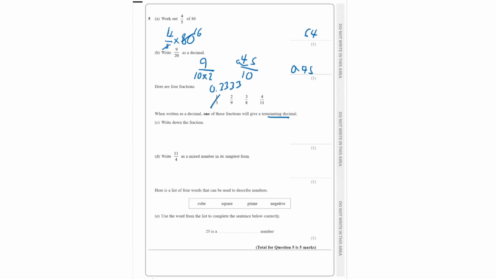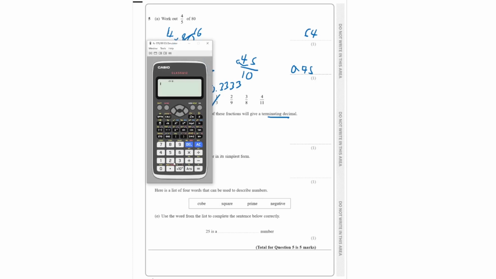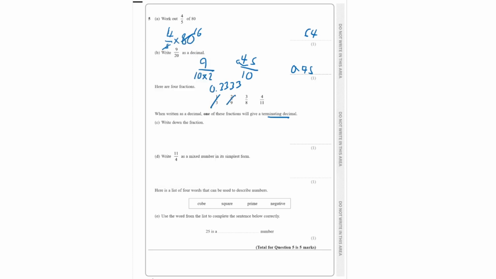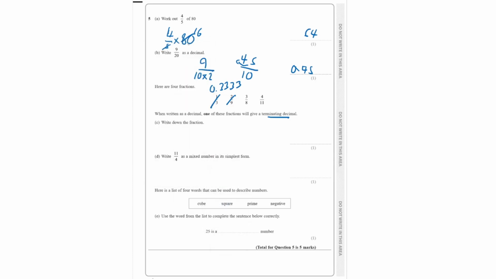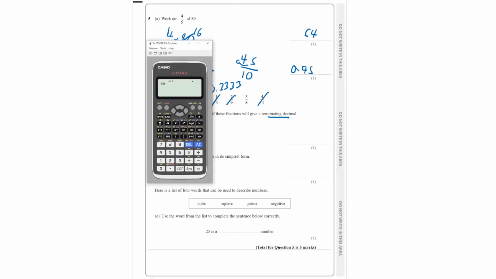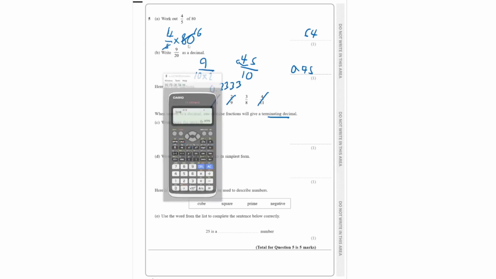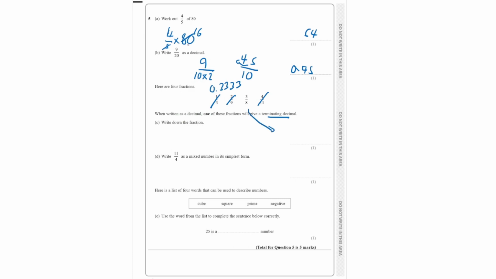We can use the calculator to find the other fractions. 2 divided by 9 repeats infinitely, so this is wrong. Let's see. 4 divided by 11 repeats infinitely, so this is wrong. And finally, we have 3 divided by 8. This does not repeat. This is a terminating decimal. So we write here the same fraction, 3/8.